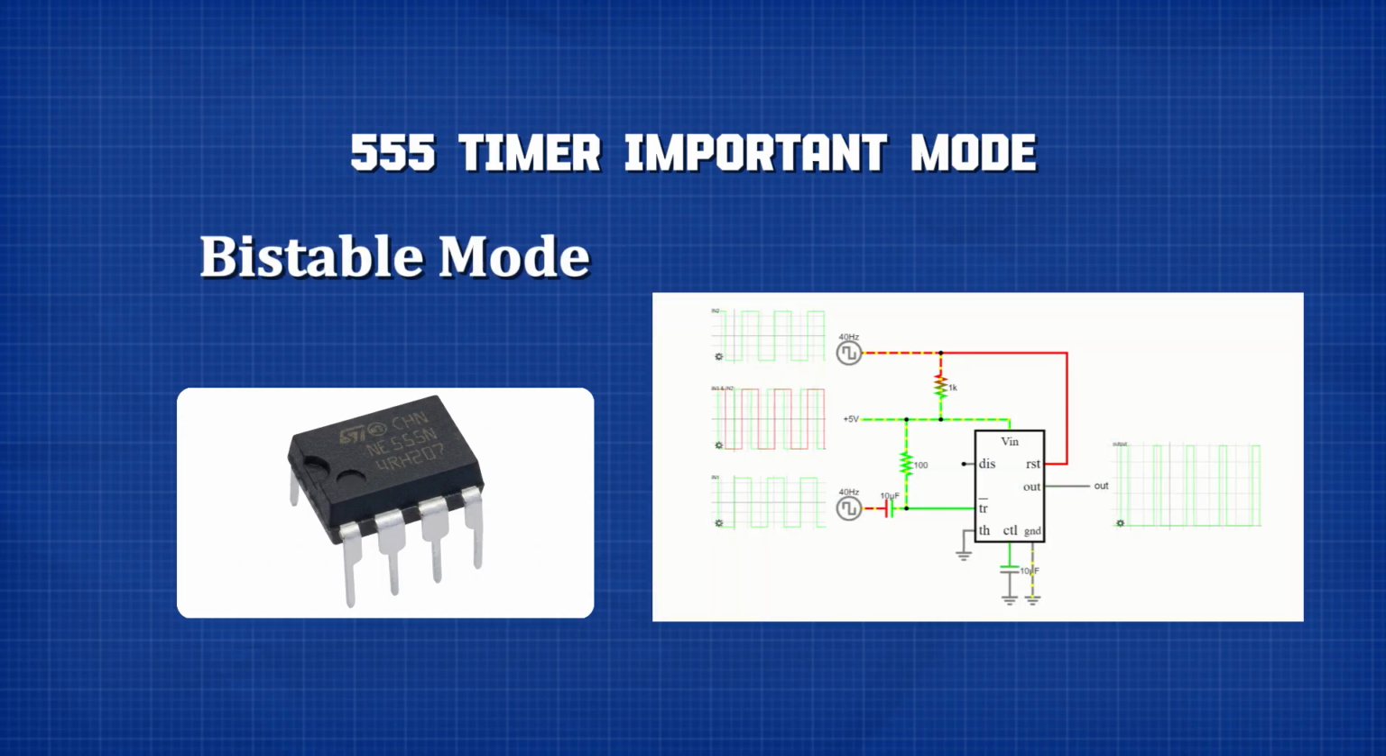The third mode is Bistable mode. In Bistable mode, the 555 timer works like a latch. It has two stable states. The output can stay on until you reset it, or it can stay off until you trigger it. This mode is useful when you want a simple on and off control circuit. For example, one button can turn the output on, and another button can turn it off. It is not as popular as Astable and Monostable mode for beginners, but it is still important to know.